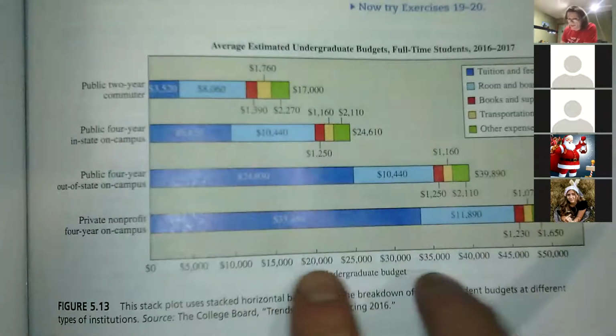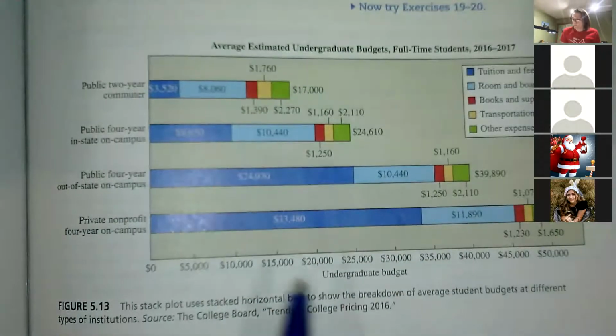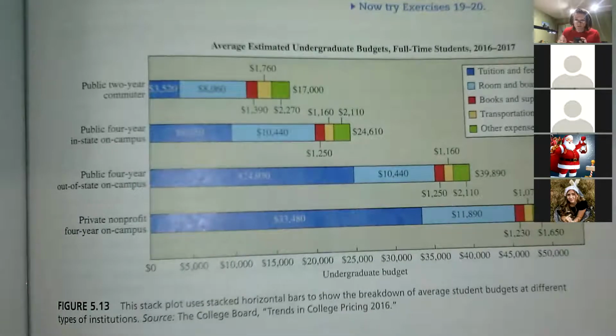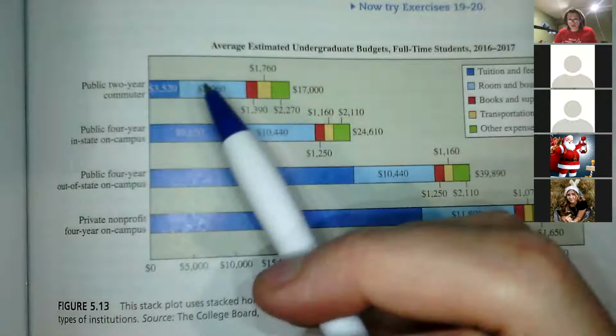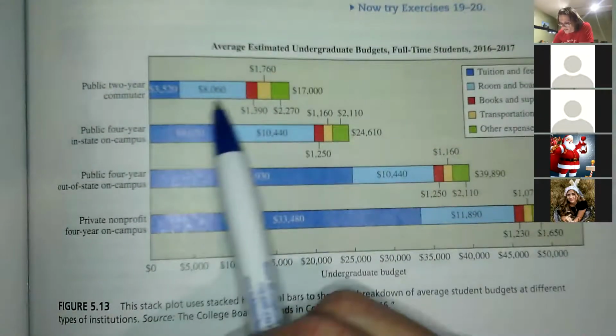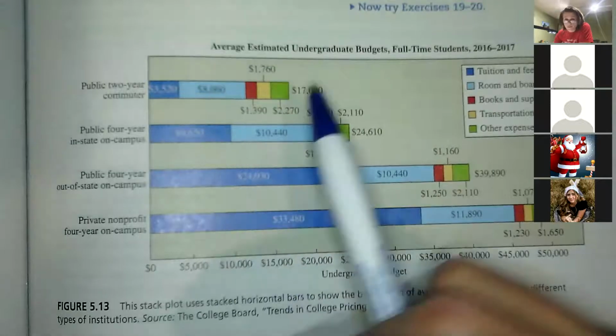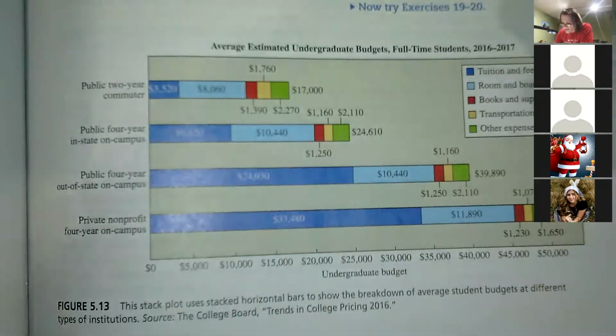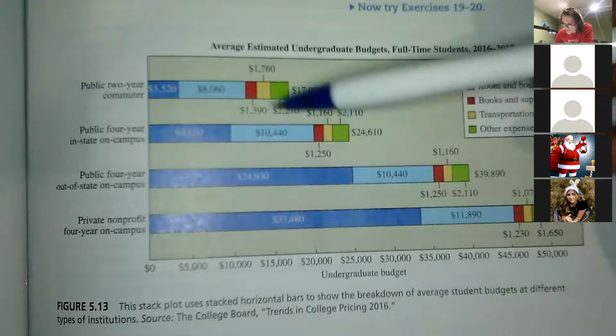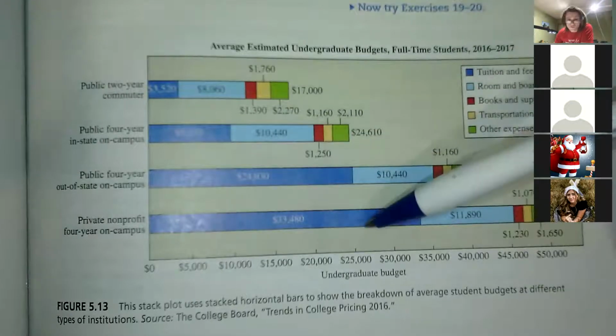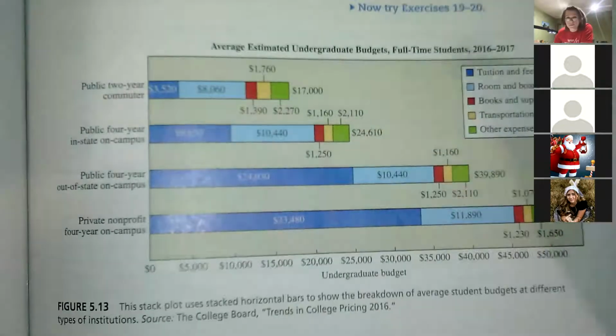And then it breaks it down. So for public 2-year commuter, which is the cheapest you're going to get, your general costs look something like this. So 32,000, 3,200, 8,000, and so on. And in this graph, they're being nice because they tell you how much each chunk is worth. Exactly. But they could be not nice.